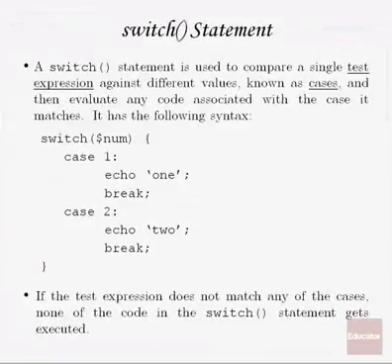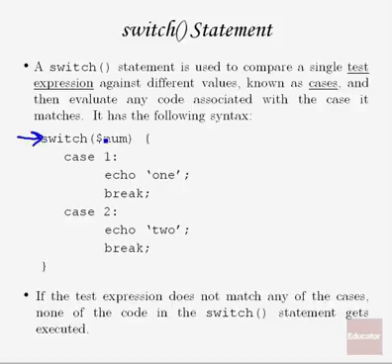So the next control structure we're going to introduce is known as a switch statement. Basically, what that does is compare a single test expression against a number of different values, which are called cases, and then evaluate any code or statements associated with those cases. So for example, this is the syntax of what it looks like.